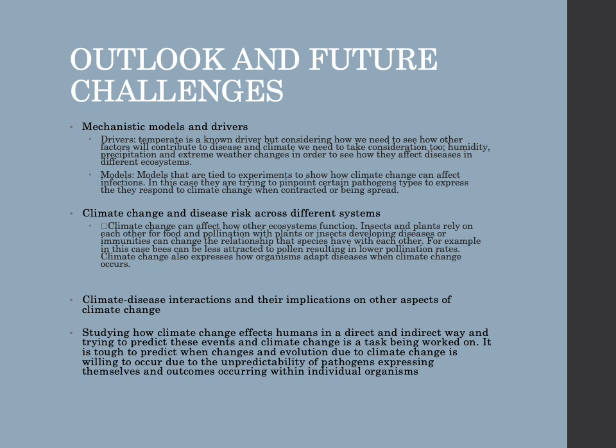Climate-disease interactions and their implications on other aspects of climate change. Studying how climate change affects humans in a direct and indirect way and trying to predict these events and climate change is a task being worked on. It is tough to predict when changes in evolution due to climate change are going to occur due to the unpredictability of pathogens expressing themselves and the outcomes occurring within individual organisms.